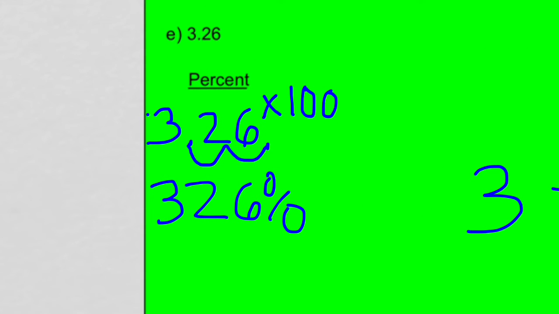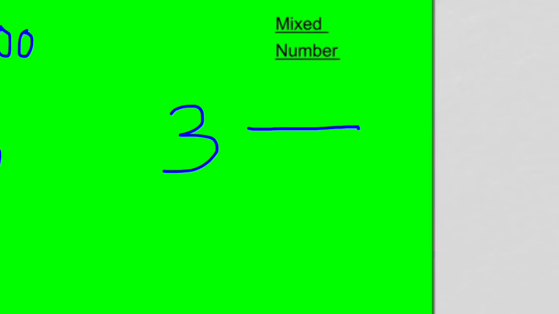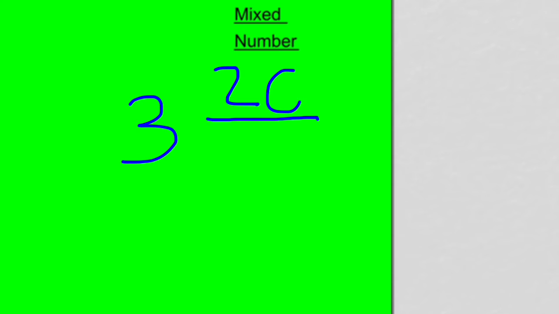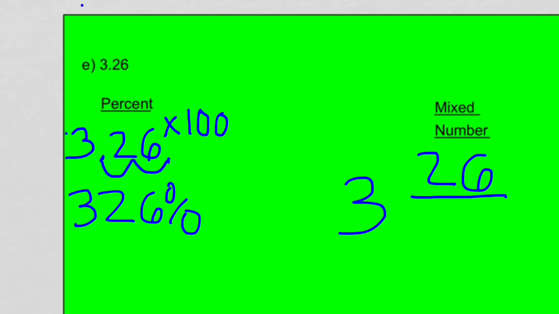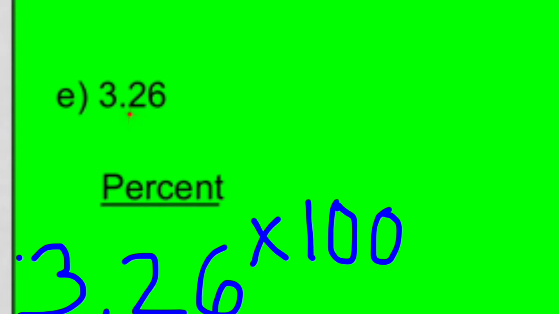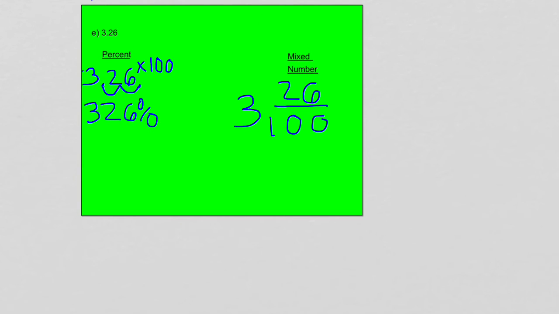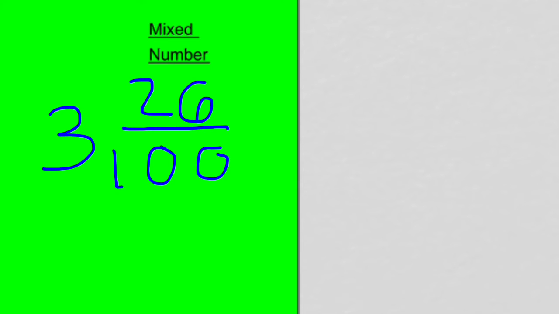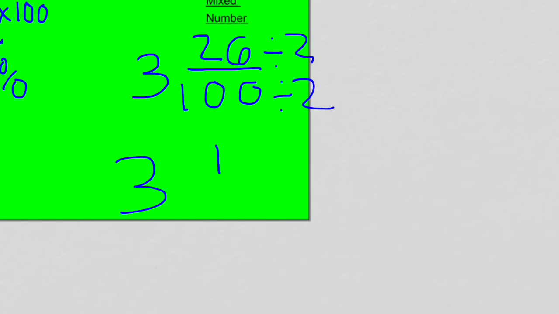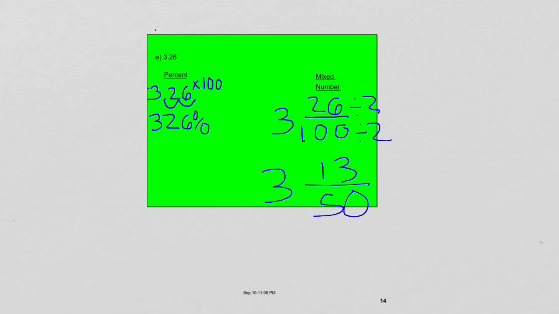Now our fraction part. Well, the digits behind the decimal, the 2 and the 6, are the numerator of our fraction. For the denominator, count the number of decimal spots. There are 2 decimal spots, 1, 2. So that means our denominator has to have 2 zeros. 3 and 26 over 100. They're both even numbers in the numerator and denominator, so if you divide by 2, you are going to get 3 and 13 over 50. Since we have an odd number on top and an even number on the bottom, we are probably done. Okay, so that's a mixed number.